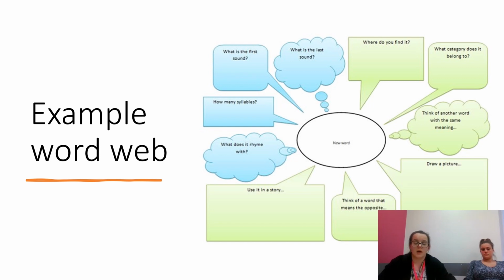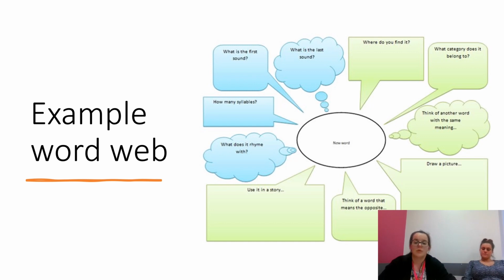And when you're doing word webs, ideally they should be stored somewhere where the child or young person can access them on their own. So if they hear that word again, if they can't quite remember what it means, they know they've got a folder or a place in the classroom they can go to find the word web that relates to that specific word, and it just helps them to remember what it is.